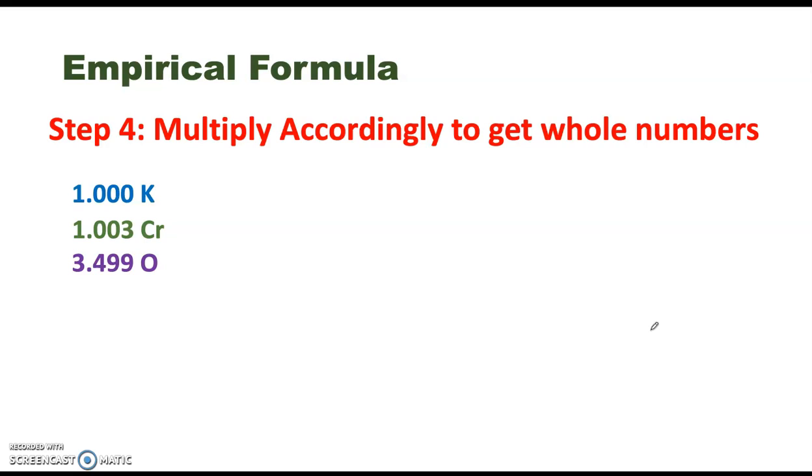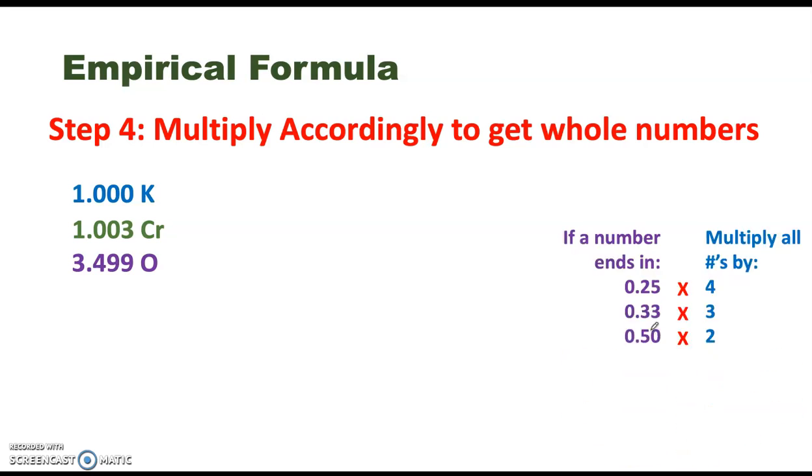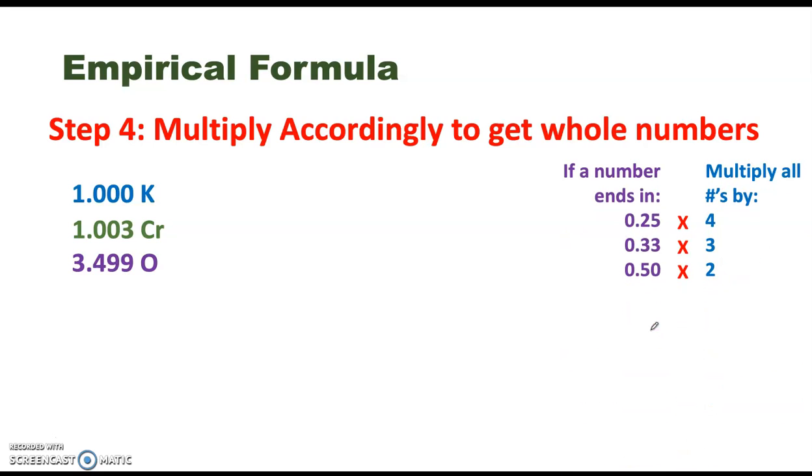Now, this step says multiply accordingly to get whole numbers. So if a number ends in 0.25 out of any of these, you'd multiply all of them by 4. If any of them end in 0.33, multiply by 3. If any of them end in 0.50, you multiply by 2. Now, you're like, well, none of these match those, but this essentially is 3.5, right? If I round that up, we can round a little bit at this point because your numbers aren't going to come out perfectly as whole numbers.